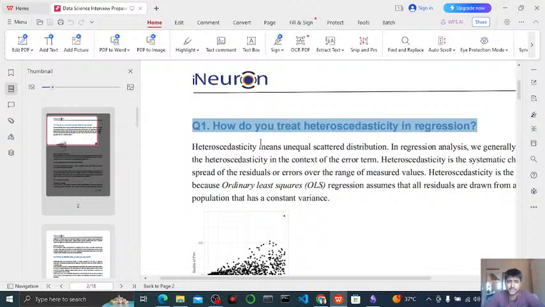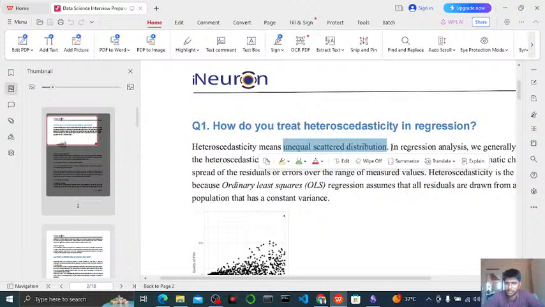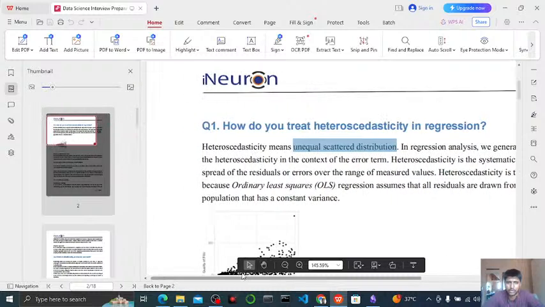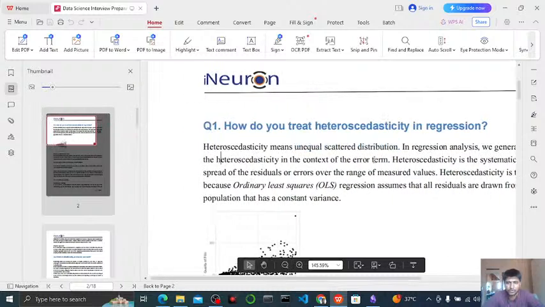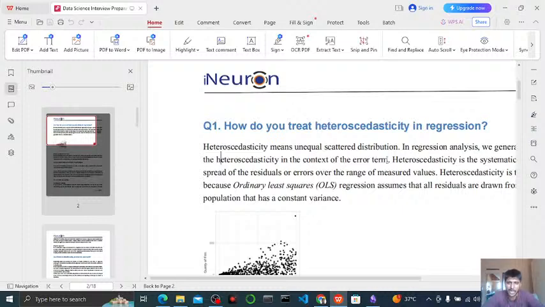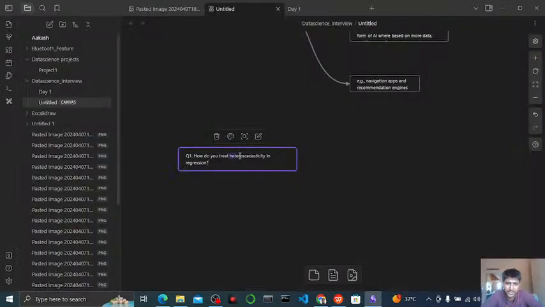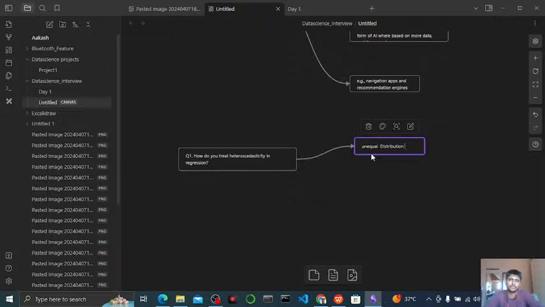Heteroscedasticity means unequal scatter distribution, and in regression analysis, we generally talk about heteroscedasticity in the context of the error term. Are you understanding? So what we understood from this is that heteroscedasticity is nothing but unequal distribution. You can write a roadmap like this: take an unequal distribution here. So heteroscedasticity is an unequal distribution.